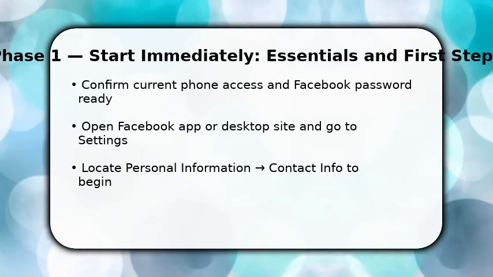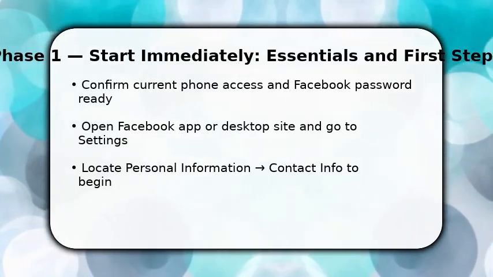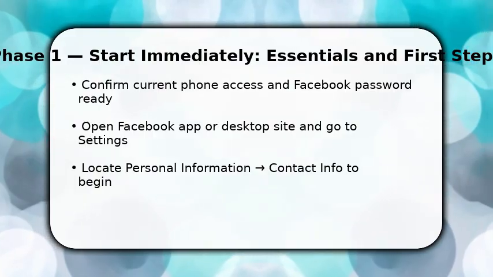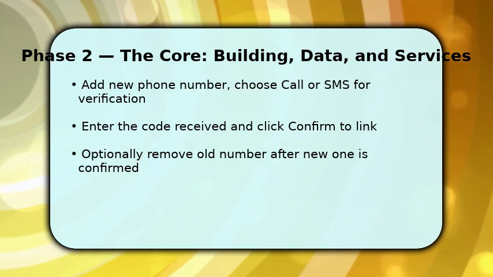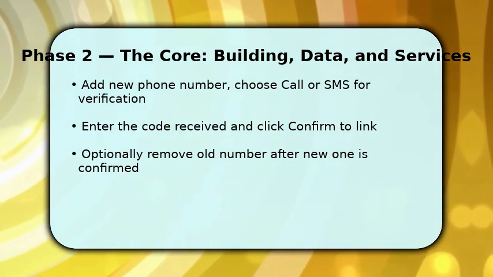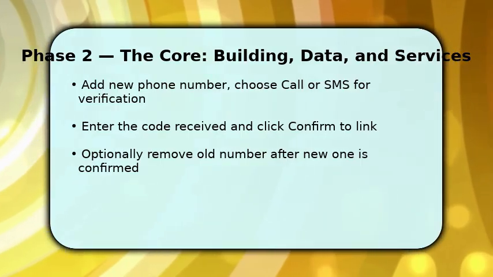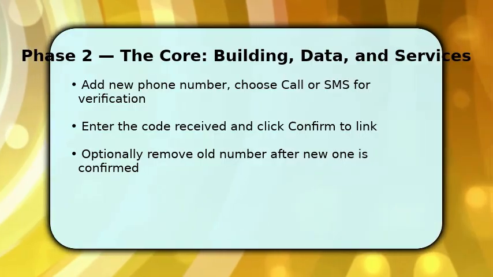Make sure you have your password handy. If you use a password manager, copy it first so you don't interrupt the process. Now add the new phone number and select SMS or call verification. SMS is faster, call works if messages fail. You'll receive a code within seconds. Enter it into the verification box and click Confirm so Facebook links the number to your account.